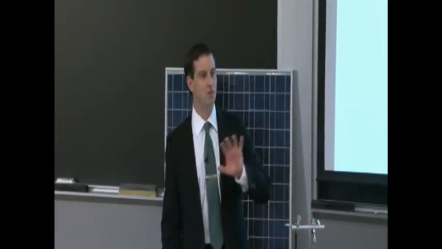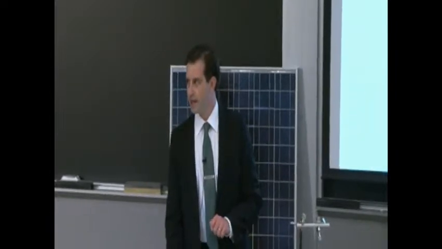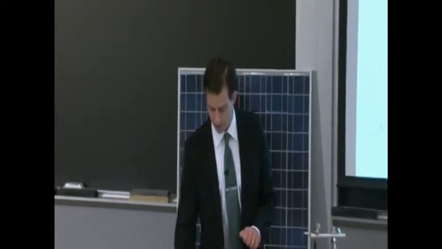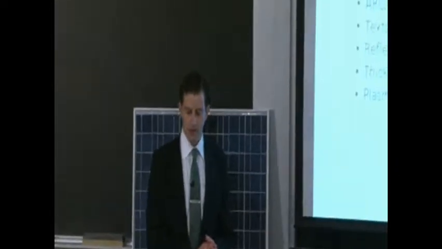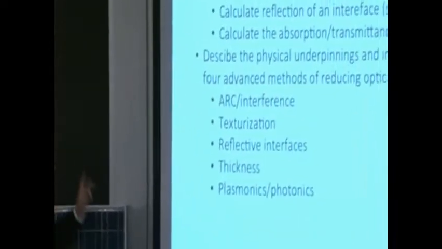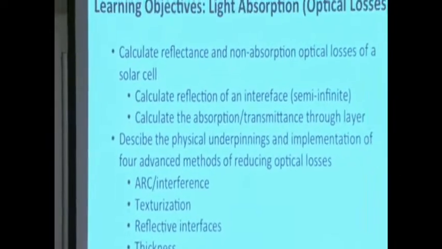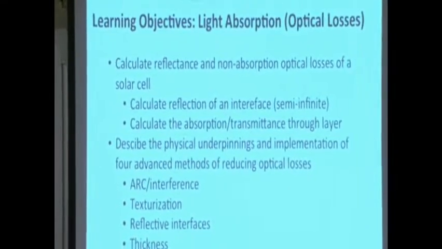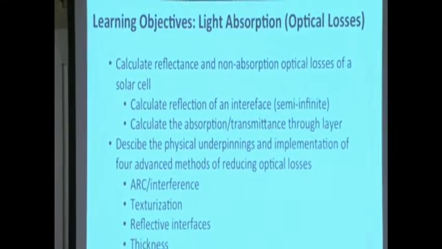And I'll attempt to give you a broad overview and survey of both, assuming, of course, that you've done your background reading. So the learning objectives. The first is to be able to calculate the reflectance and non-absorption optical losses of a solar cell. So this is essentially all the light that's not absorbed. Right? We want to be able to calculate that.